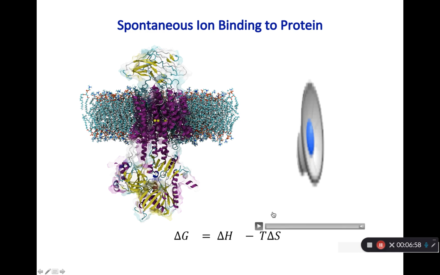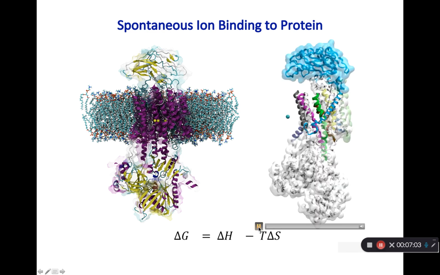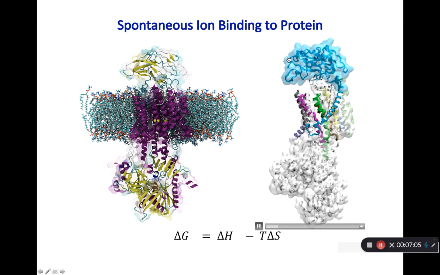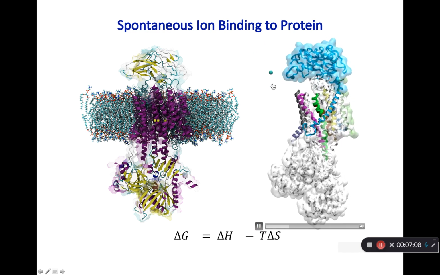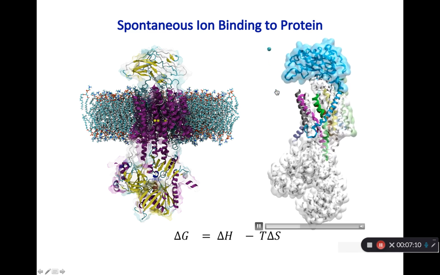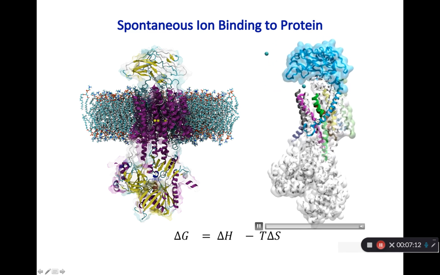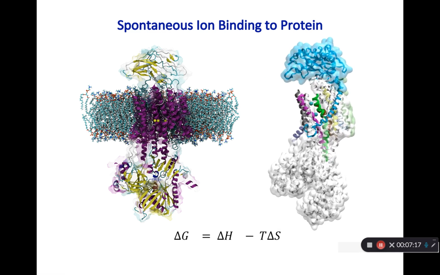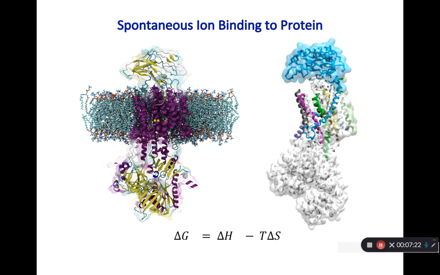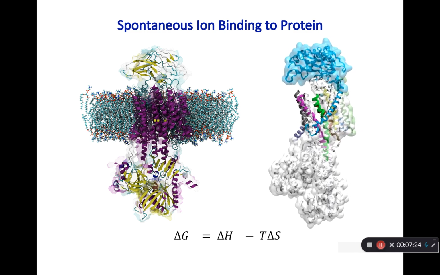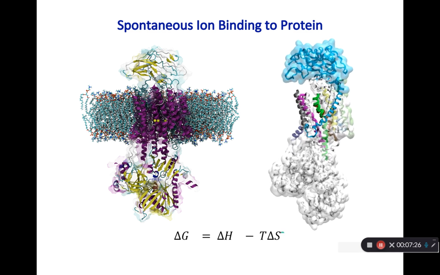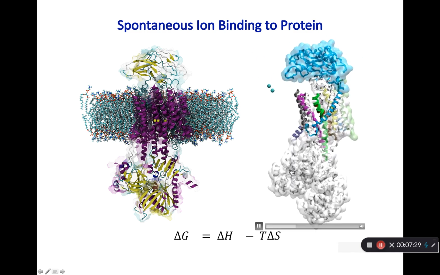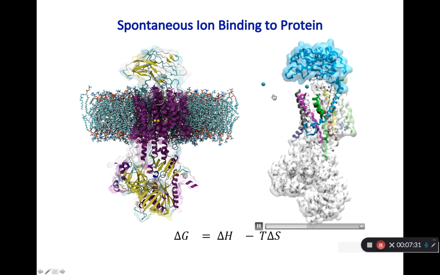So now I'm going to play an animation from a molecular dynamics simulation, which I have showed you earlier as well, where a potassium ion, which is free in water, spontaneously binds to this ion binding site located inside the protein. So it eventually finds this ion binding site. So when you look at such a spontaneous process, one should analyze what are the enthalpic and entropic contributions to this process. In this case, maybe the next figure will make it clear.